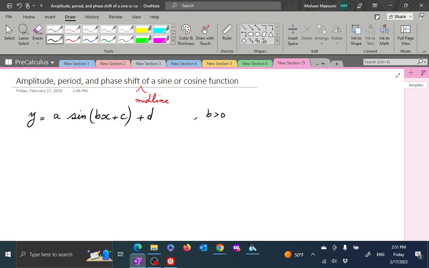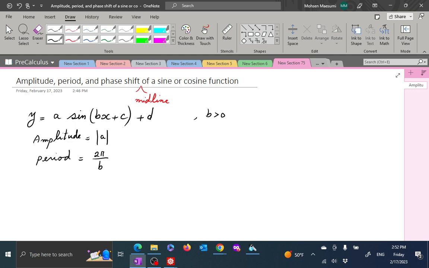We want to know the attributes. Of course, the first thing is the amplitude. We had seen this last time. Amplitude is the absolute value of this number. So if it's negative, we have to force it positive. We talked about period. Period is the length of time it takes for the picture to repeat itself, and it's 2 pi over b, assuming b is of course positive. So that is something that you see.